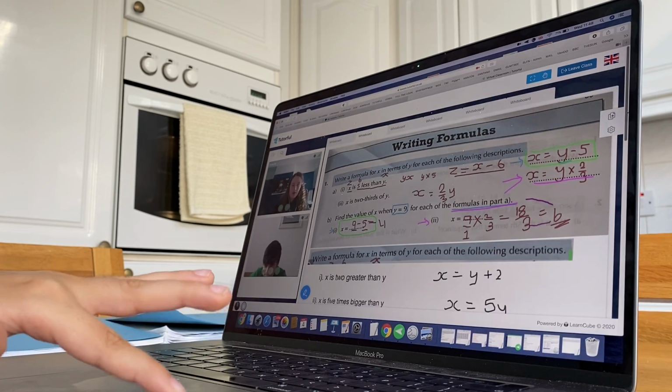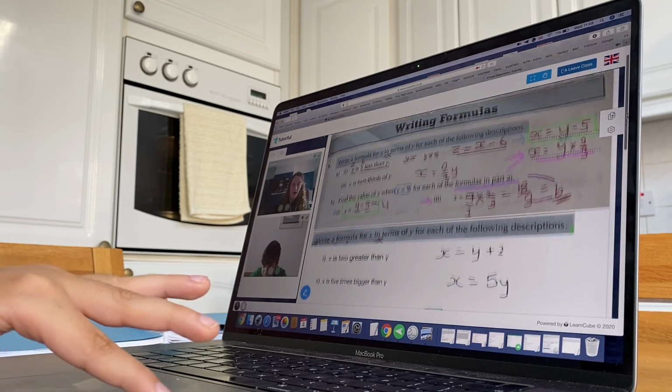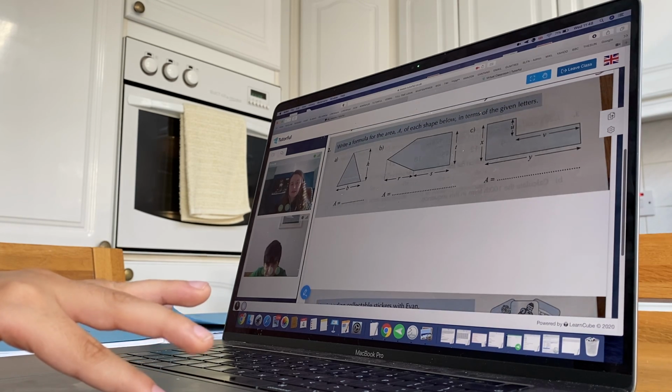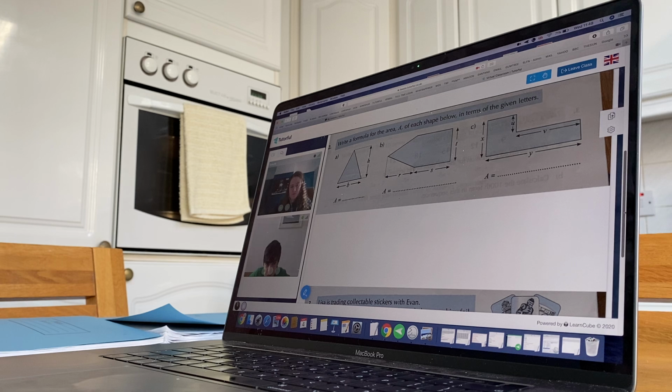So write the formula for the area of each shape below in terms of the given letters. Write the formula for A of each shape below. A equals, right, enter A. Okay, 1 second. Yeah, no problem.